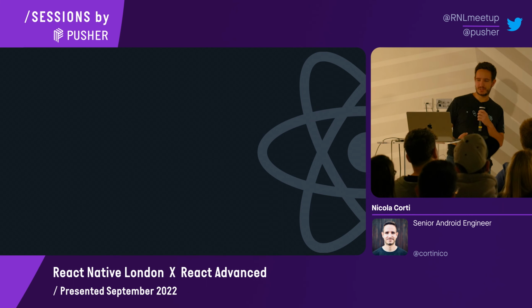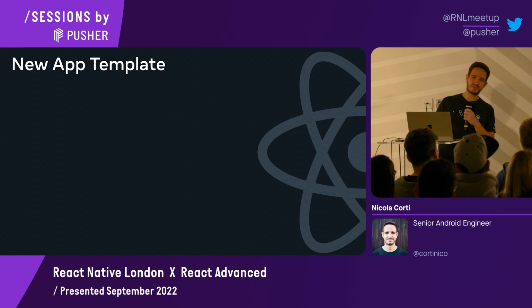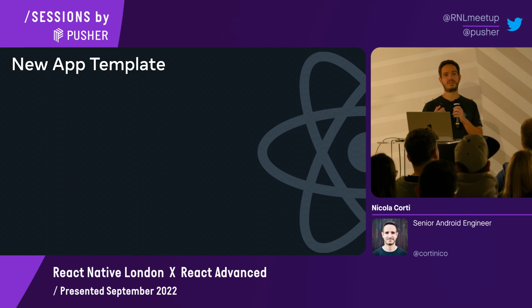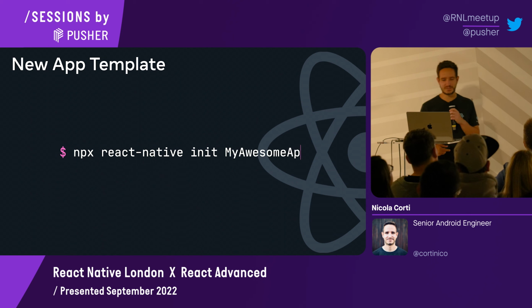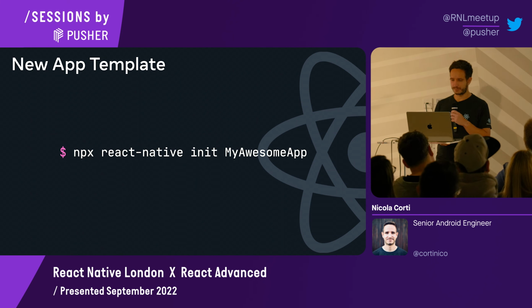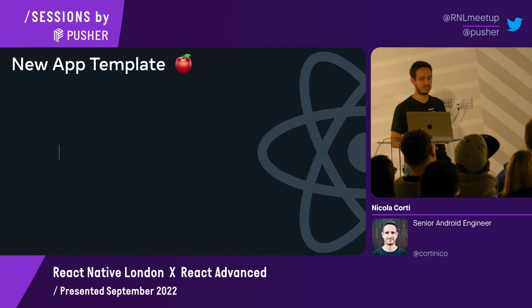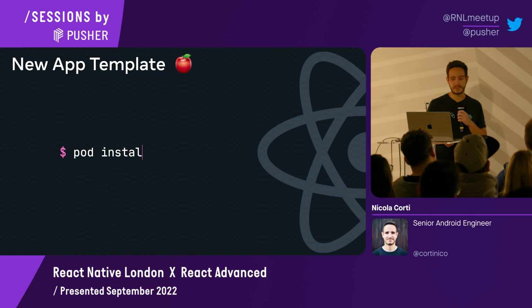We worked on the new app template. As I mentioned, in 71 we are tweaking it, simplifying even further. But from 68, you can effectively create an app and run it with the new architecture. And how will you do that? With React Native init, your project, and on iOS, the entry point will be your pod install.